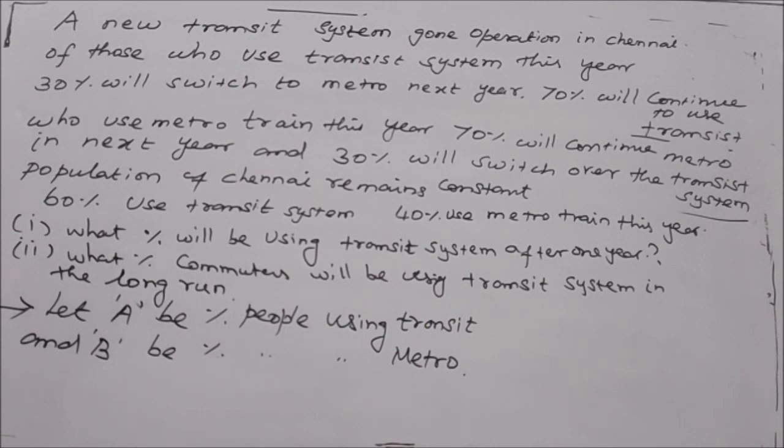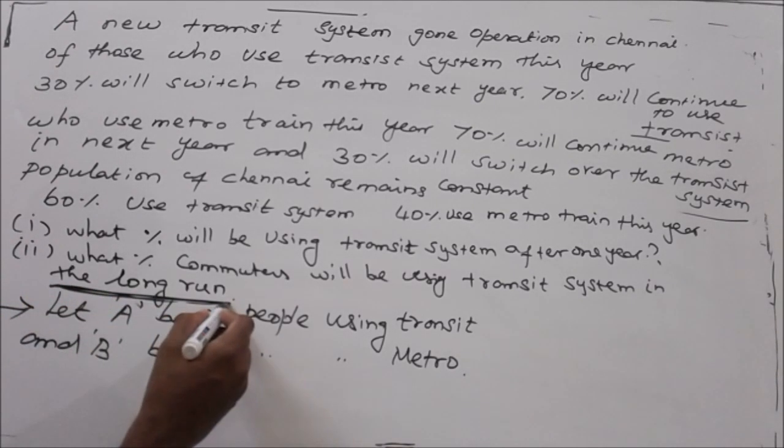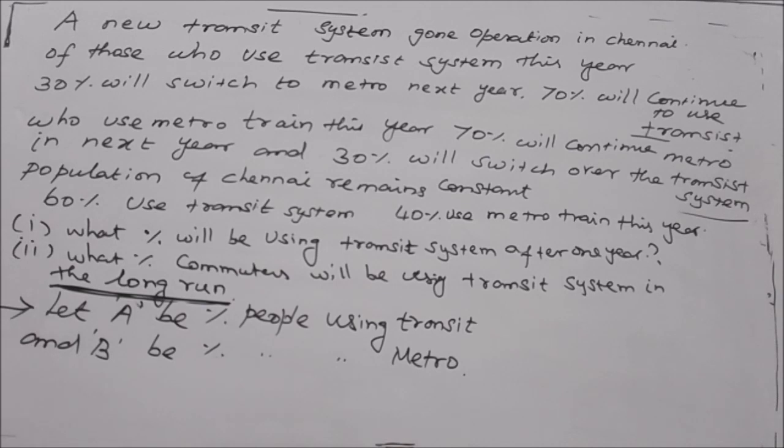In the long run means equilibrium, till the equilibrium. Note it clearly: if the question is given as long run or at equilibrium, the long run represents equilibrium. So the second case is what percent of the commuters will be using the transit system in the long run, when equilibrium is reached.